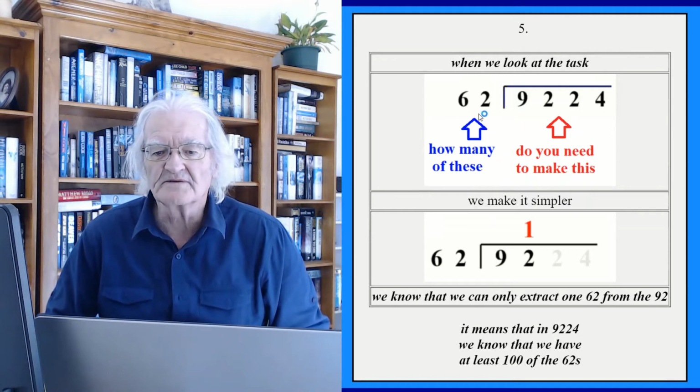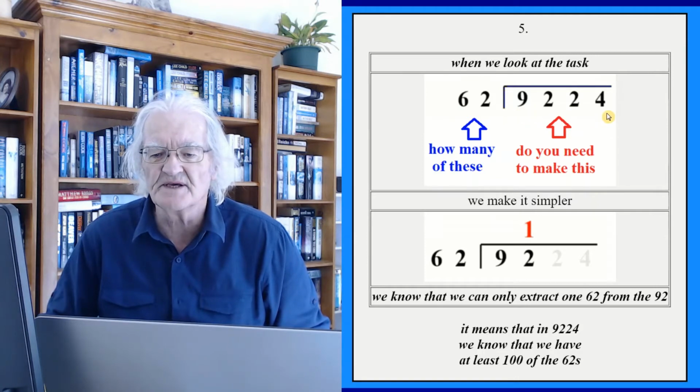Now, when we look at the task, here's the number we are dividing by, and this is the big number. So we want to know how many of these are there in this number. How many of these do you need to make this? Now, we make the task simpler.